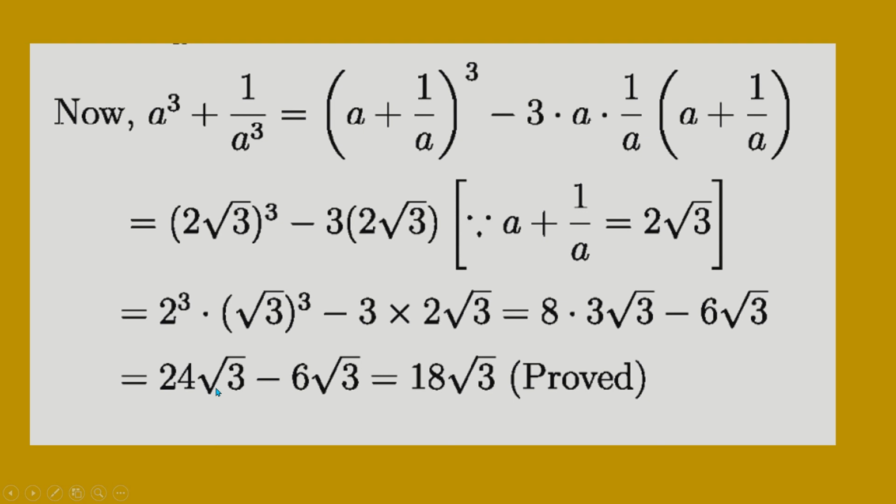Now this equals 24 root 3 minus 6 root 3. After calculating we will get 18 root 3. 2 root 3 makes 3. Clear? This is the right hand side, so the proof is complete.